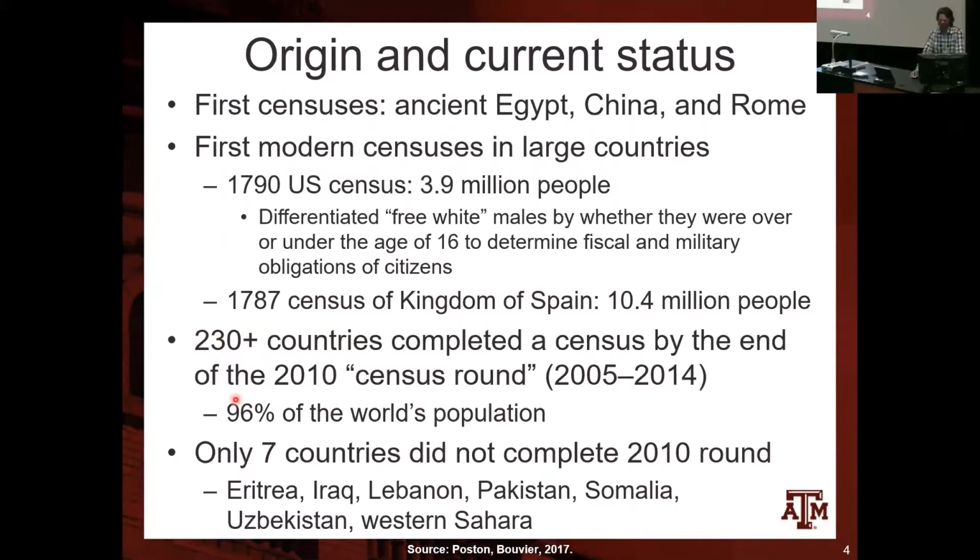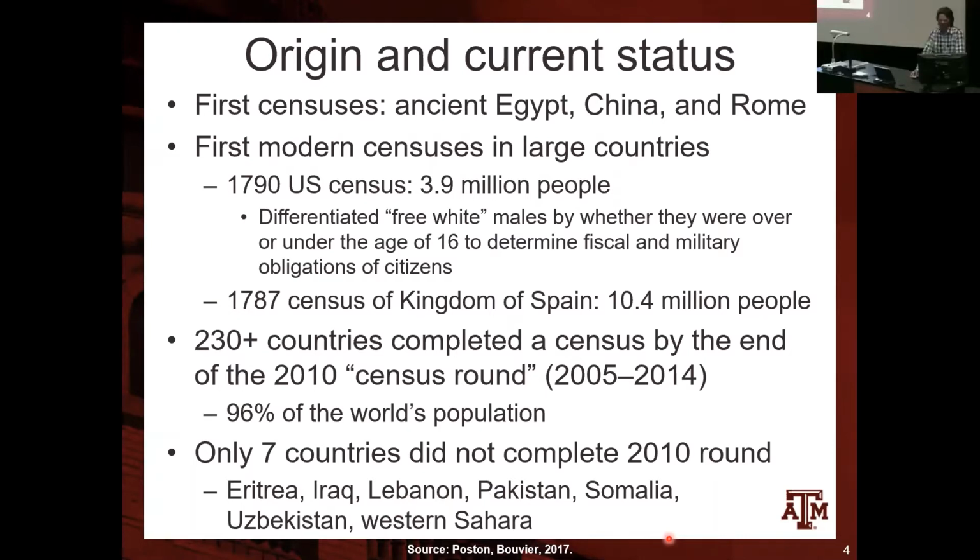Only 7 countries did not complete the 2010 census round: Eritrea, Iraq, Lebanon, Pakistan, Somalia, Uzbekistan, and Western Sahara, related to economic and political issues varying from each one of these countries.